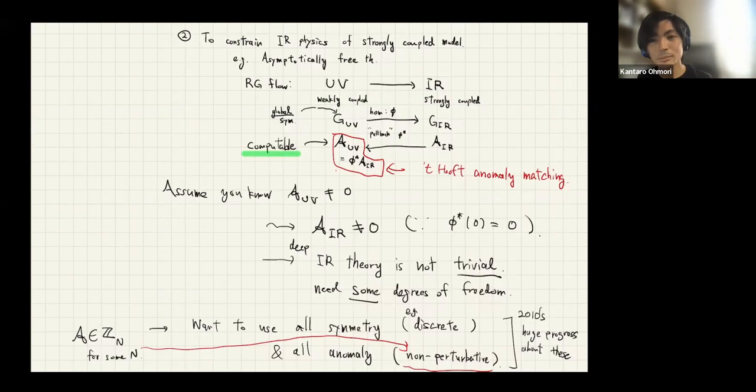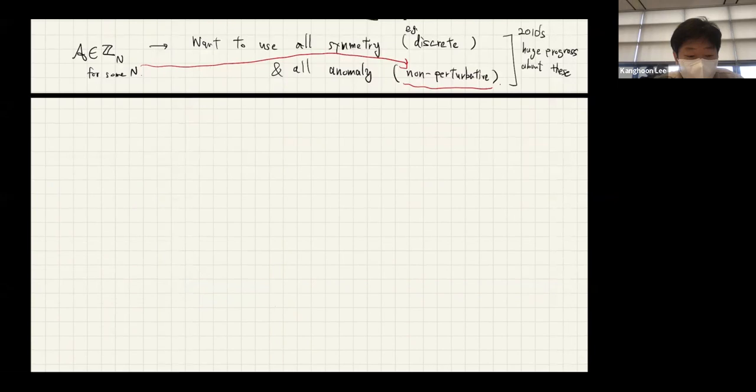The typical parity anomaly is only in even dimensional spacetime. But these discrete symmetry anomalies, or the non-parity anomaly, can exist in odd dimensions. So that's another advantage. And to understand those, it's easier to start from lower dimensional systems. So I want to start from quantum mechanics. Okay, that's the quantum anomaly.